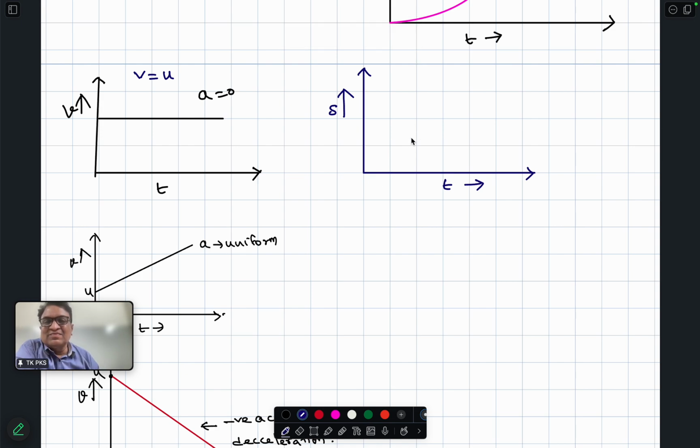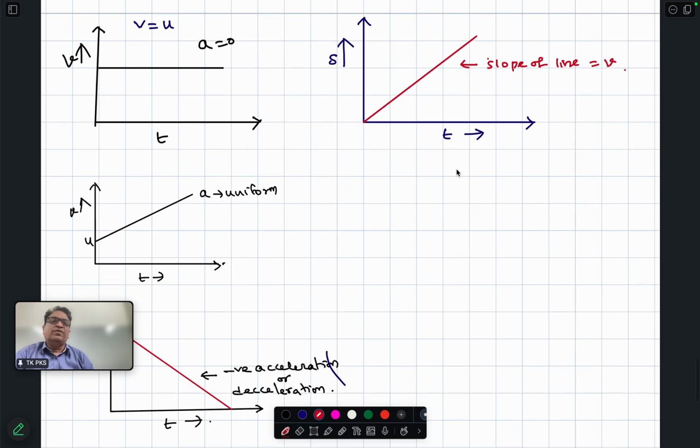Varun, tell me, what is going to be the nature of this graph? Starting from origin and straight. Very good. Straight. Correct. Straight line passing through origin. Slope of this line is V, because in a displacement time graph, slope gives V.